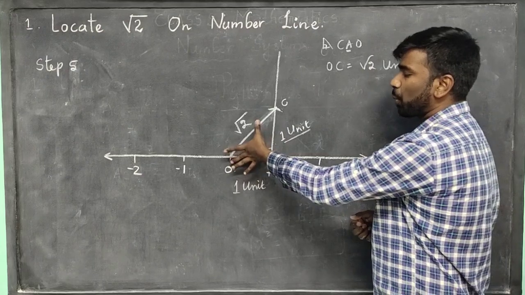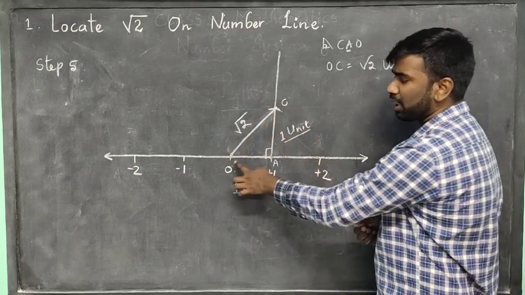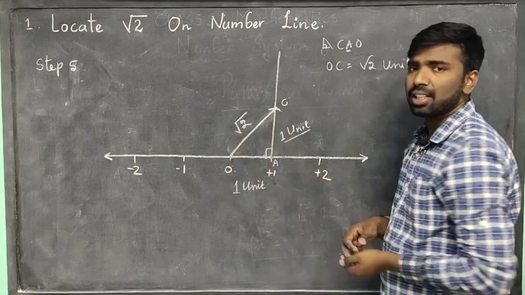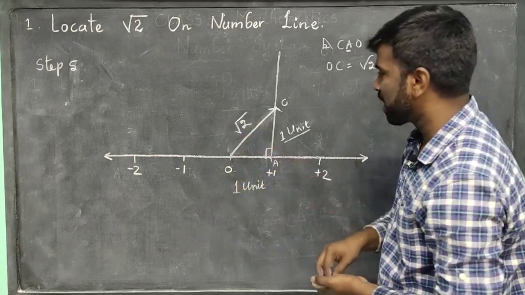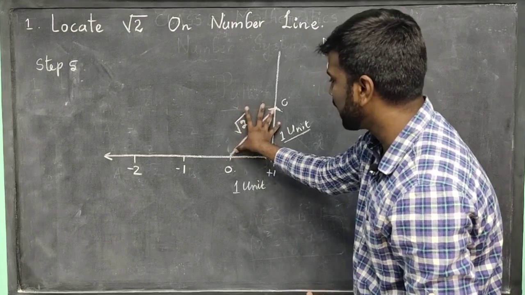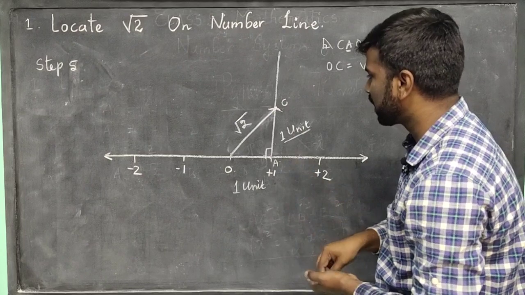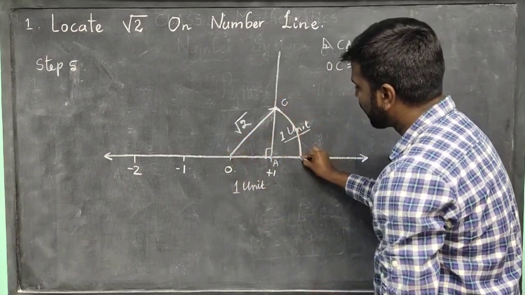Students, we need to plot the length OC on the number line. Now considering O as the center and OC as the radius, take a compass, and cut an arc on the number line. Using compass, cut an arc on the number line.